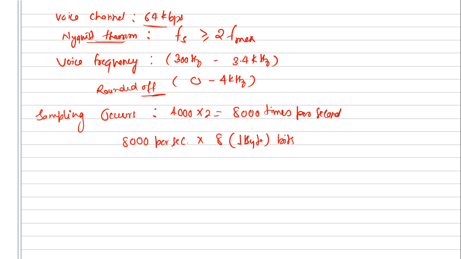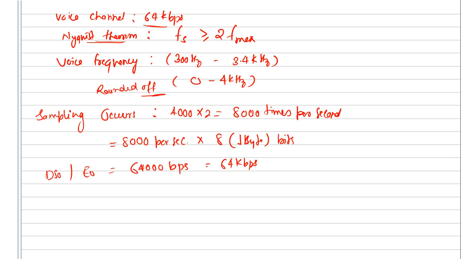Now if you just multiply this, here we get 64,000 bits per second, or this can also be written as 64 kbps. Okay. Now we just will represent exactly the same thing, and we call the signal an E0 signal, or it is also called DS0.